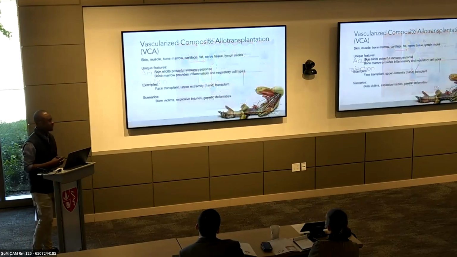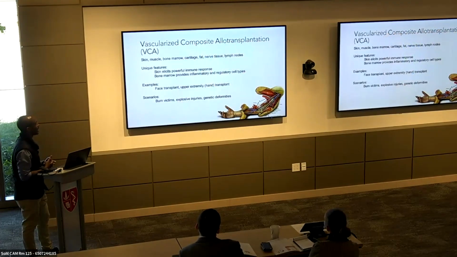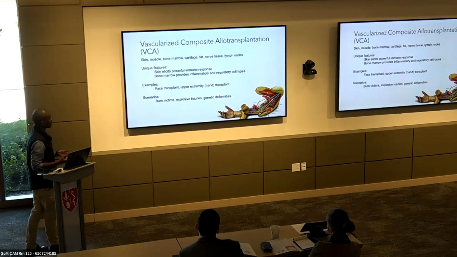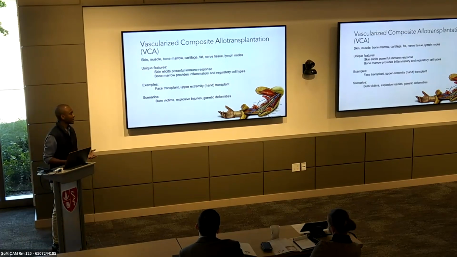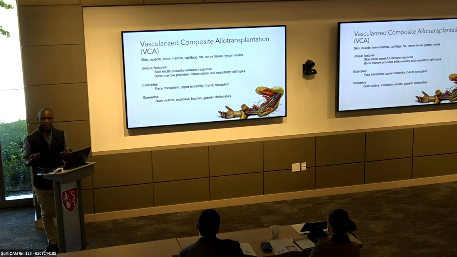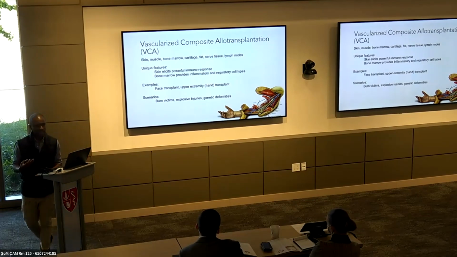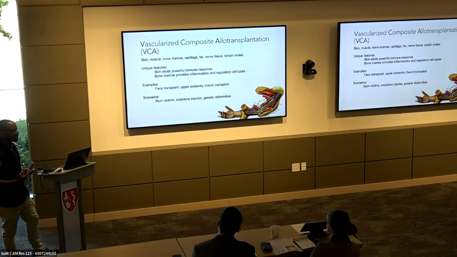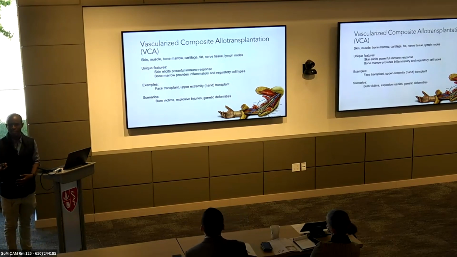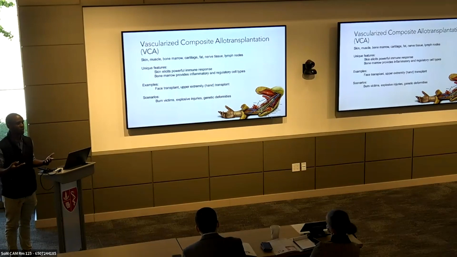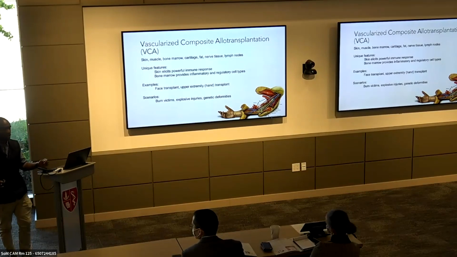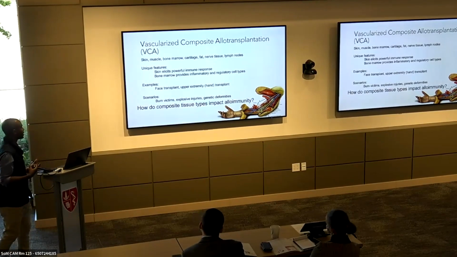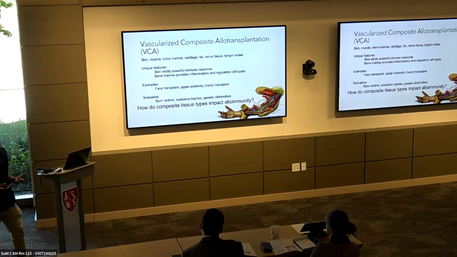And what my lab is interested in is vascularized composite allotransplantation, or VCA for short. This is a transplant that involves several different tissue types: skin, muscle, bone marrow, et cetera. What makes VCA unique and also complicated is that the skin alone can elicit a powerful immune response. The bone marrow can provide inflammatory and regulatory cell types. And you can imagine all of these different tissue types serve as their own reservoir of donor antigen that the immune system can respond to. So one of the key questions for our lab is, how do composite tissue types impact alloimmunity?